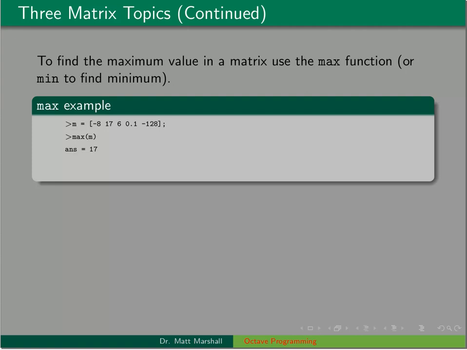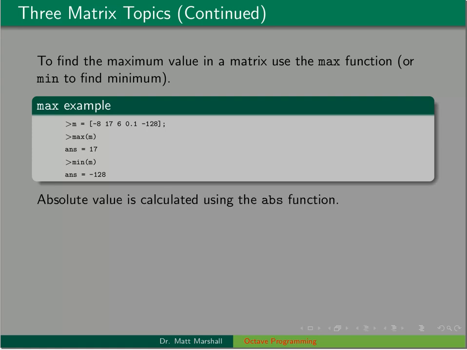Two useful functions for matrices are the max and min functions, and they will tell you the largest and smallest values in the array. So here's an example where we have this array M, and it's got 5 elements in it, and then the max function of M returns the largest value, and the min function returns the smallest value.